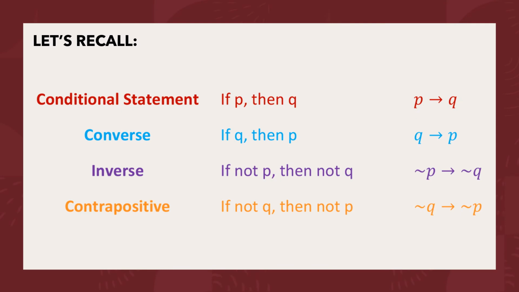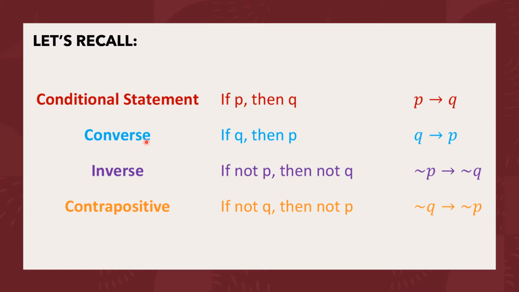Before we proceed to our lesson, let us recall first our last week's lesson. Last time, we were able to write a conditional statement from a given general statement. A conditional statement can be written in the form if P, then Q. And this is how we write it in symbols. If P, then Q.